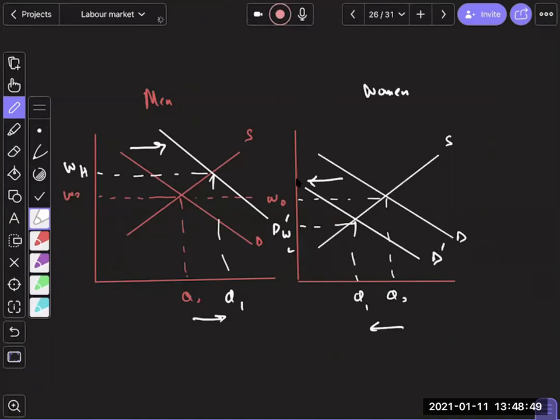So that's reason number four. It could simply be discrimination taking place. Make sense, guys?